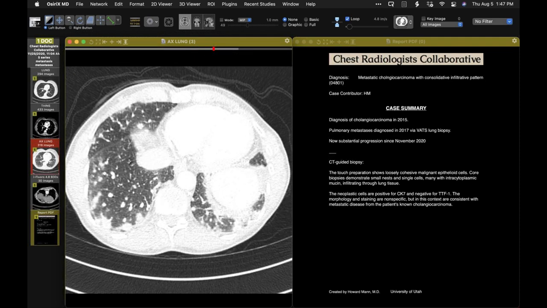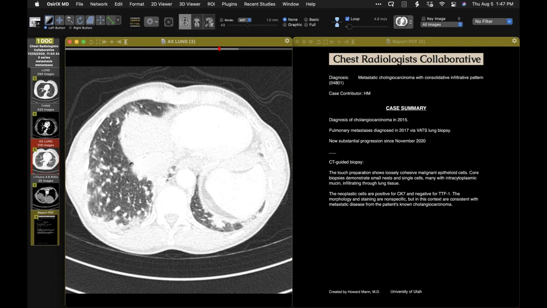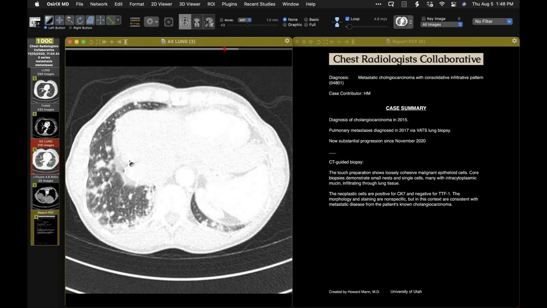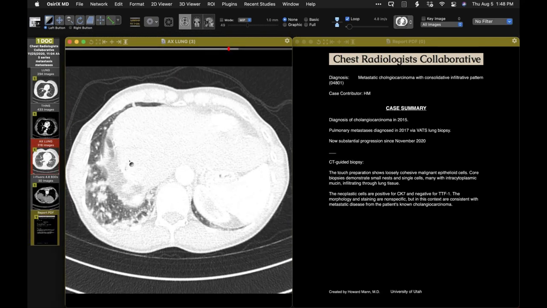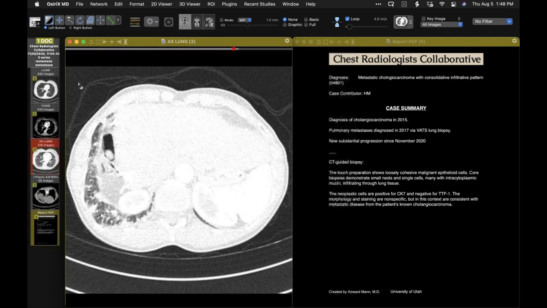I know I've seen, I can't say long progress, but it seems to, it's usually an adenocarcinoma that likes to do that. Yeah. Yeah. Okay.